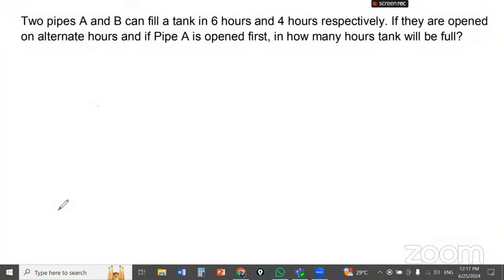So two pipes A and B can fill a tank in 6 hours and 4 hours respectively. If they are opened on alternate hours, this is somewhat similar. We saw if some persons A and B work on alternate days, we did one similar question. So now they are filling it in alternate hours. If pipe A is opened first, they have mentioned only pipe A is opened first, how many hours will the tank take to be full? This is the question here. I think you can try this.